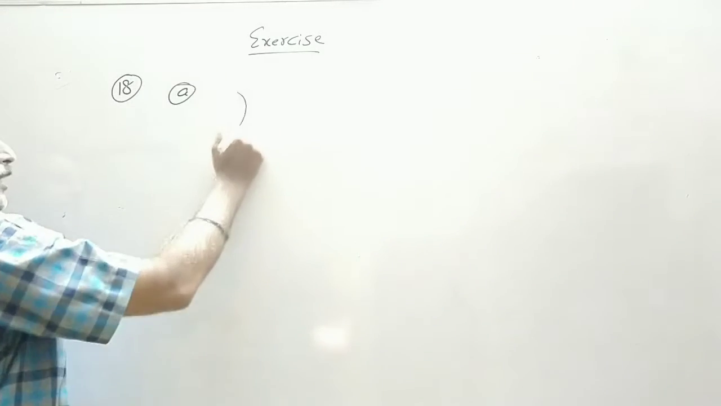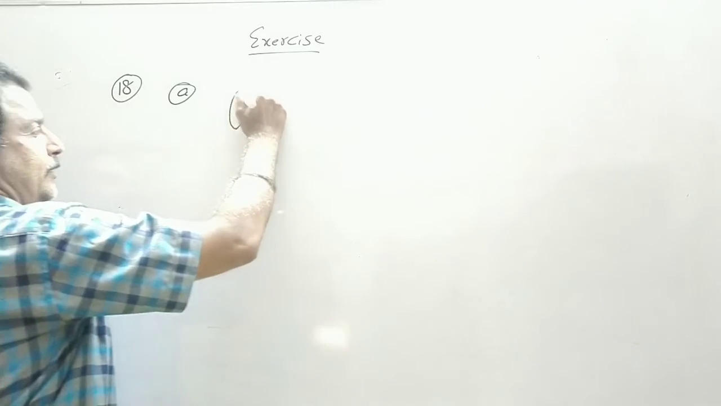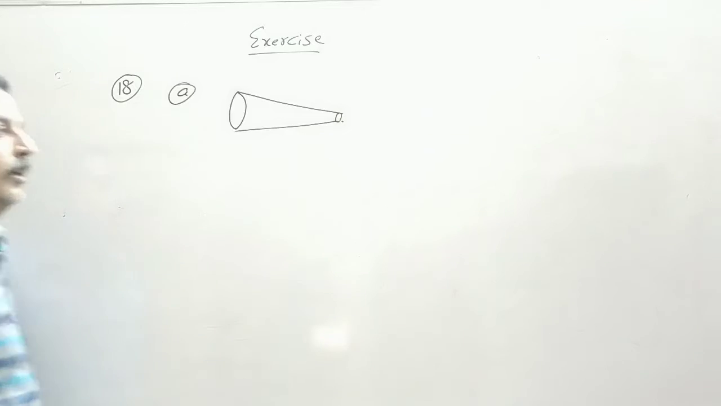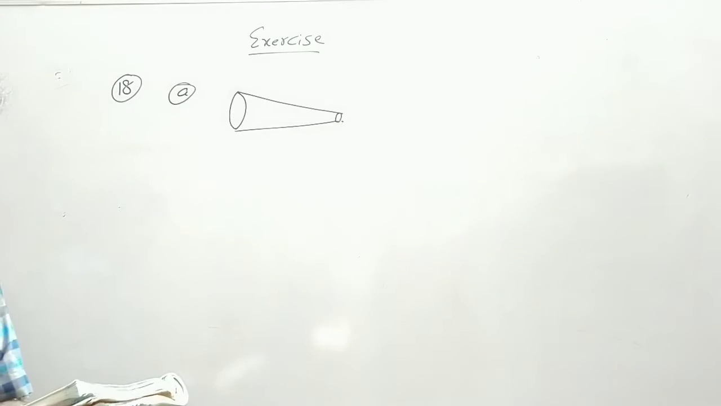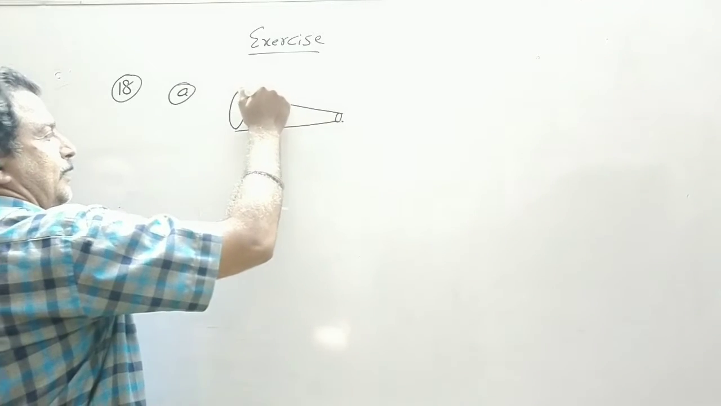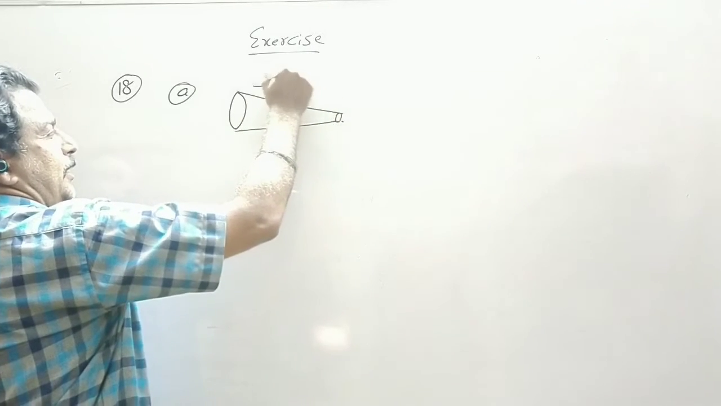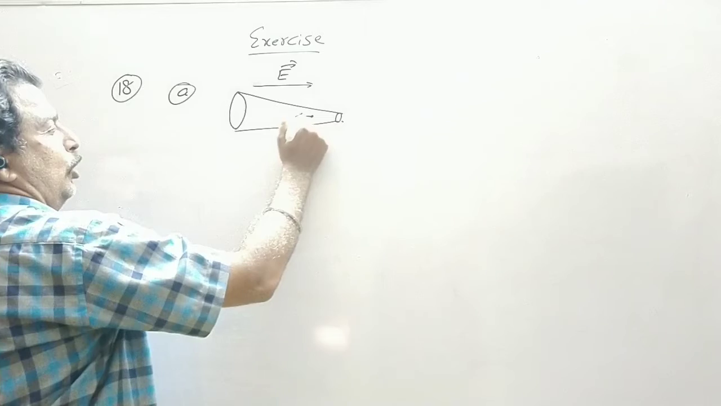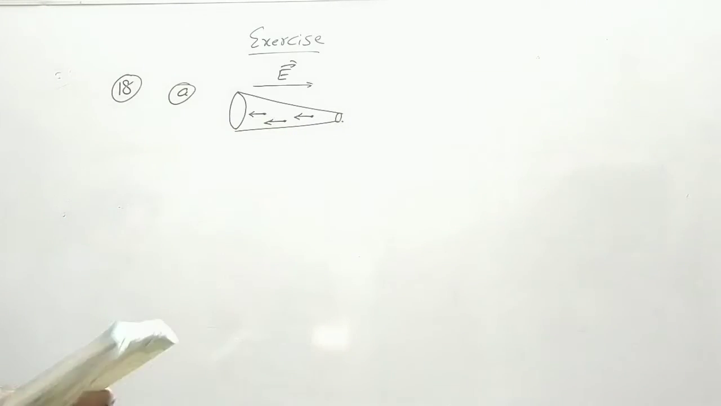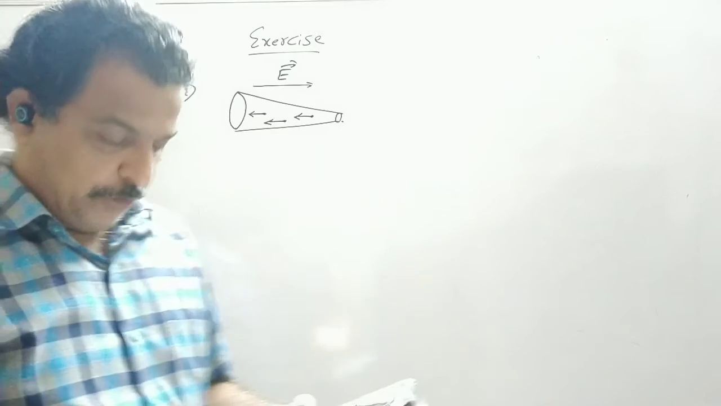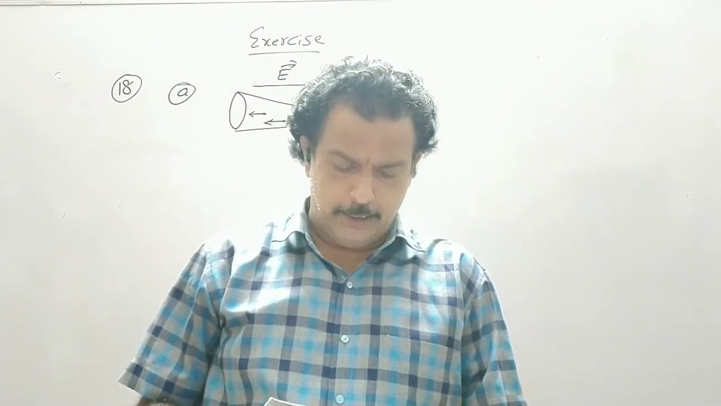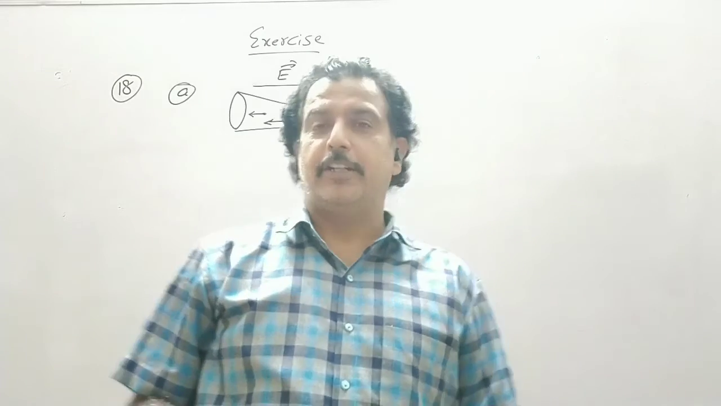The first part is: a steady current flows through a metallic conductor of non-uniform cross section. So your conductor is non-uniform and the current is flowing through it. Let us say the electric field is established in this direction. So electrons will flow opposite to the electric field. It is asked which of these quantities is constant along the conductor: current, current density, electric field or drift speed.